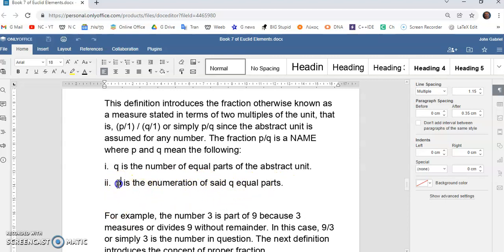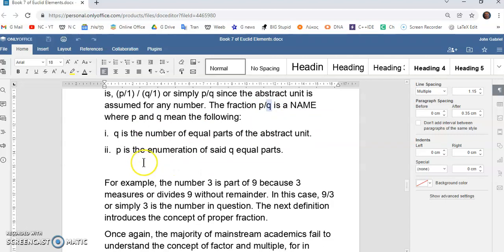Now remember, P is the antecedent, in this case the numerator, and Q is the consequent, or in this case the denominator. So for example, the number 3 is part of 9 because 3 measures or divides 9 without remainder. In this case, 9 over 3, or simply 3, is the number in question.